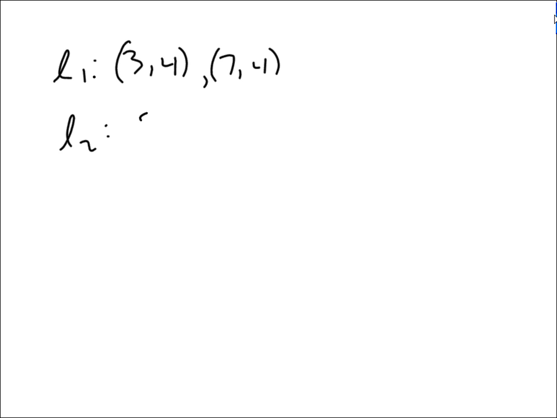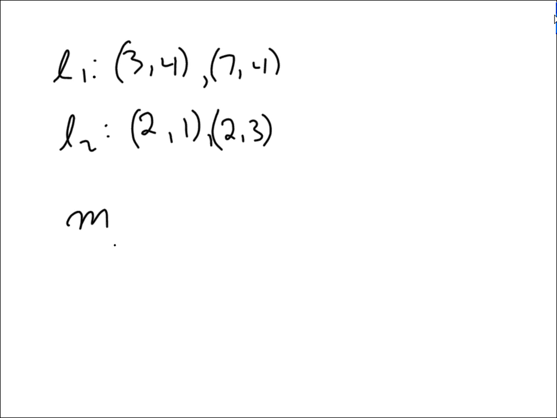Try a couple more. Compute the 2 slopes, and that's it. And look at their results. Suppose I tell you line 1 contains (3, 4) and (7, 4). And I tell you line 2 contains (1, 2) and (1, 3).